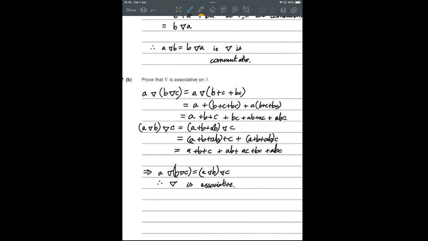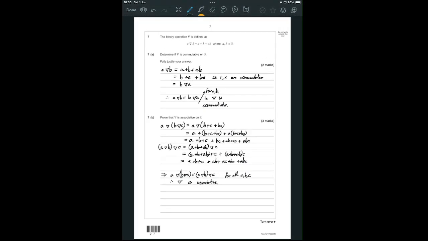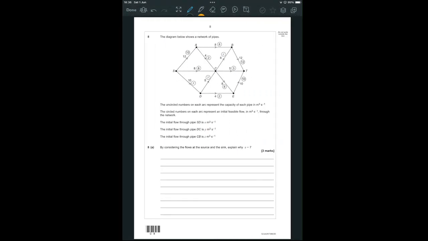Now, if I really wanted to be official, I should also put at the end here for all A, B, and C. There was nothing about A, B, or C that was special, and it does need to hold for all of them. And I should also do the same up here as well for all A and B. A and B weren't special to make that work, it just always worked. And that was all of that question as well.